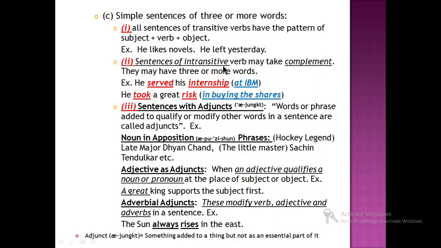Sentences of intransitive verbs may take a complement. Complement means a supportive way to say, in addition to. Okay, let's understand this. He served his internship. This is a way to frame a sentence. लेकिन just hold on.